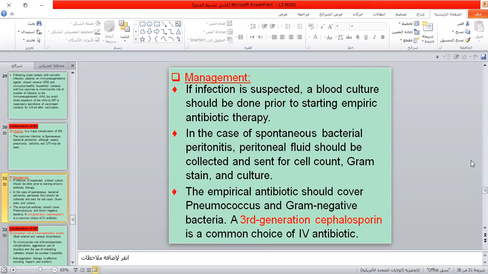شلون أسوي له management infection in patient with nephrotic syndrome؟ إذا I suspect infection, blood culture should be done prior to the starting antibiotic therapy. يعني أول ما أخذ له blood culture قبل لا أبدي الانتيبيوتيك. وإذا عنده spontaneous peritonitis أخذ peritoneal fluid should be collected and sent for the cell count, gram stain and culture. وبعدين أبدي الempirical antibiotic therapy اللي هي should cover the pneumococci and the gram negative bacteria اللي هي عادة third generation cephalosporin is a good choice for the empirical therapy. وبعدين أغير بيها according to the culture result.